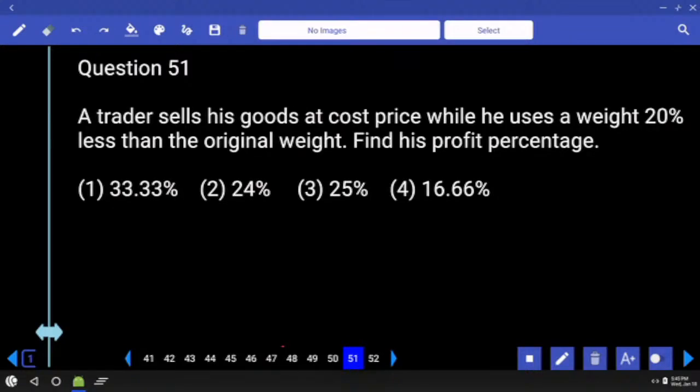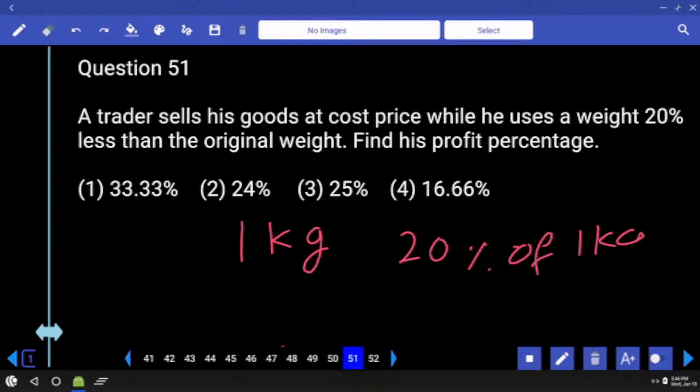Okay, so what we'll do now is we'll solve the questions related to mathematics. See the first question. A trader sells his goods at cost price while he uses a weight 20% less than the original weight. Suppose for 1 kilogram, he is using a 20% less weight. 20% of 1 kilogram is equals to what? 800 grams. Yes or no?